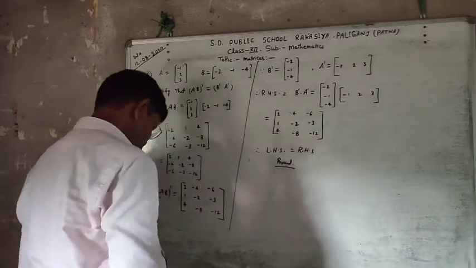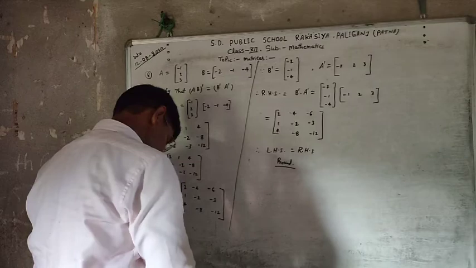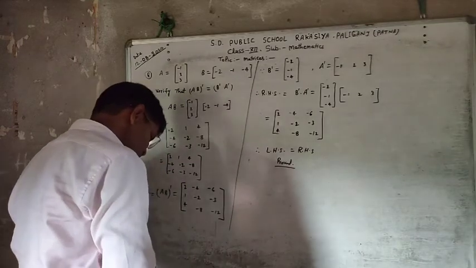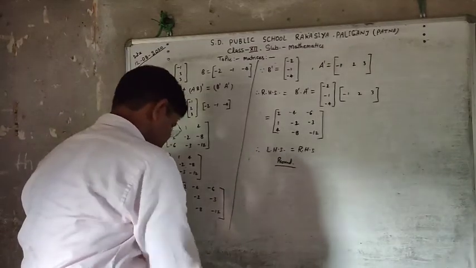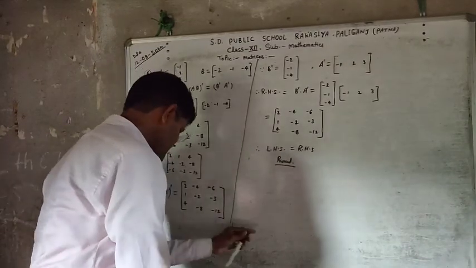Now, in the next class, we will read about elementary row and column operations on a matrix. This class is completed.